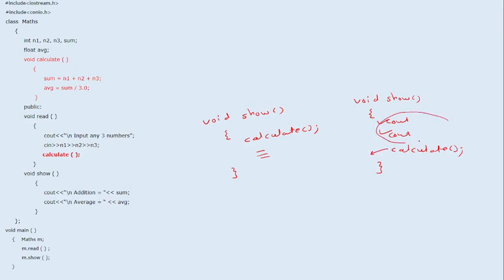If you are calling this from the read function, then read values for n1, n2, n3, then calculate. But if you are calling from show, then first calculate it and then display.